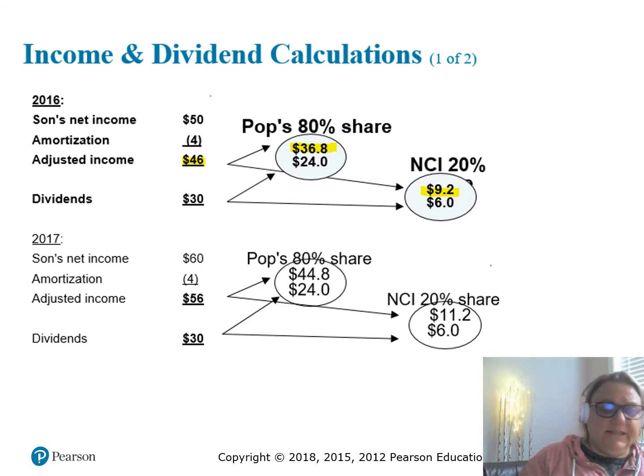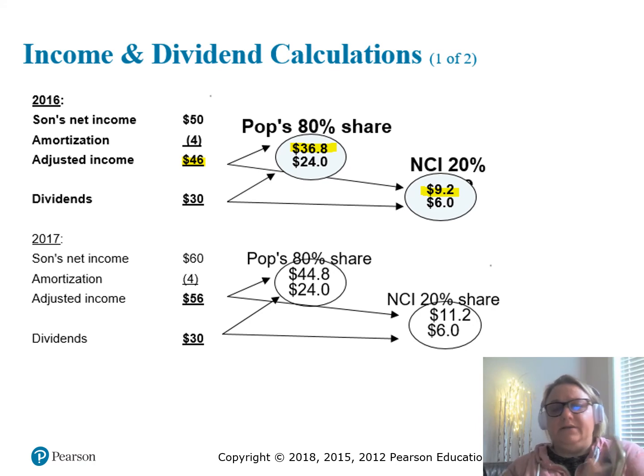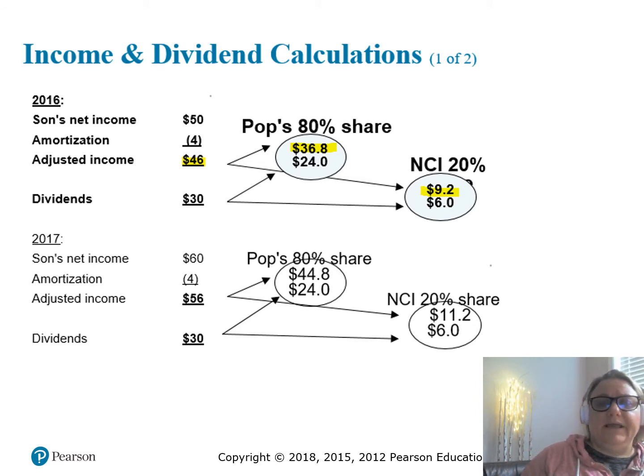I'll do it the same way. I can either take out the 46 and subtract 36.8, or I can multiply 46 right here times 0.2. And that's where my 9.2 comes from. So right here is my adjusted income for this part. Again, super duper important slide.